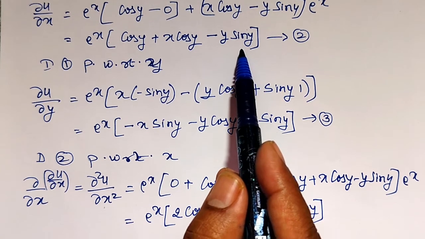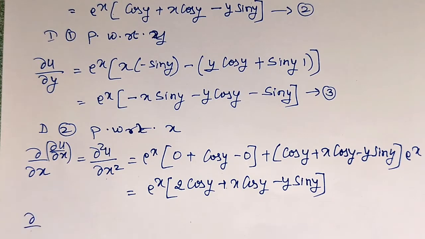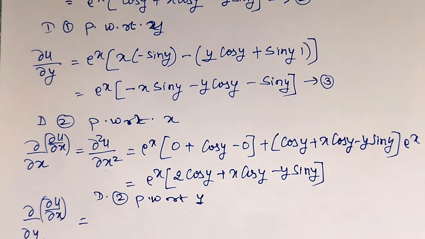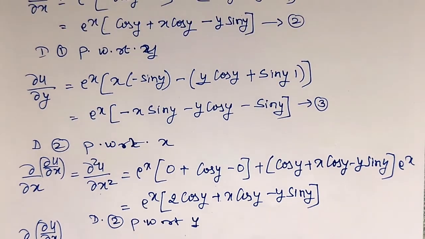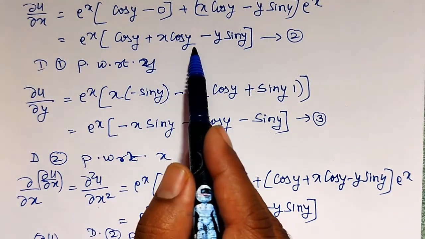What is the notation for that? That I will come back here. That is del by del y of del u by del x. Correct? That is differentiating equation 2 partially with respect to y, I am doing now. That is the notation. Correct? Del by del y of del u by del x. This one I have to differentiate, del u by del x, I am differentiating with respect to y.